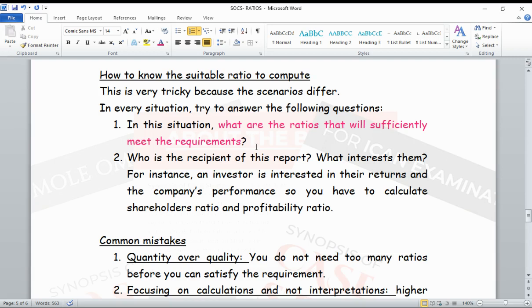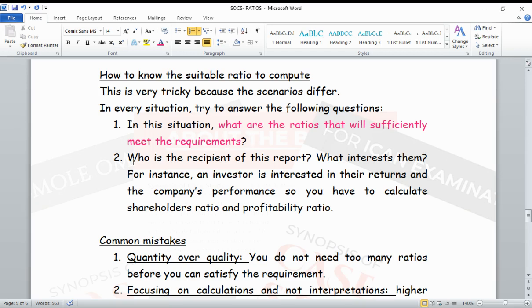So you already know that. Those ratios are already popping in your head. You are already starting to have ideas of the kind of ratios that will be suitable for that particular requirement. So the first thing is to understand your requirement and know the most suitable ratio that will fit in.